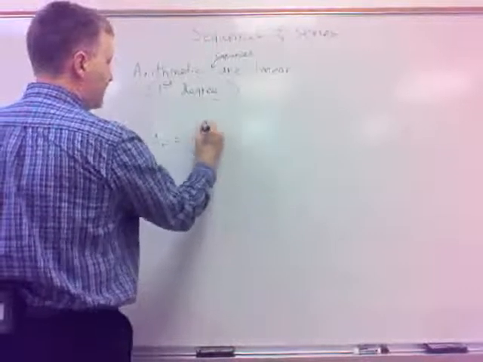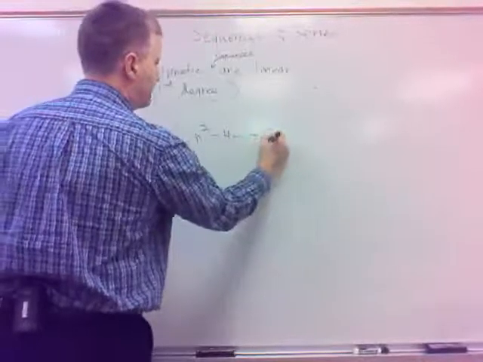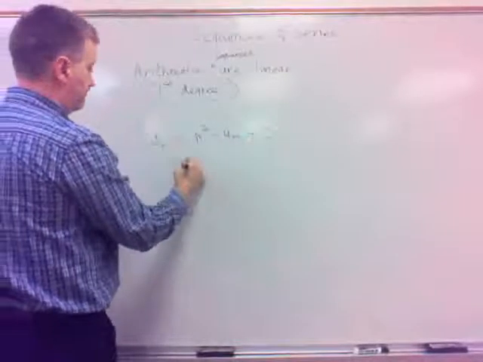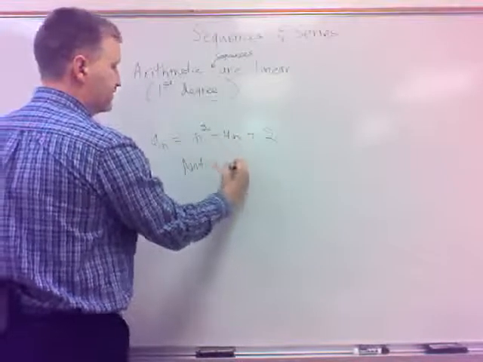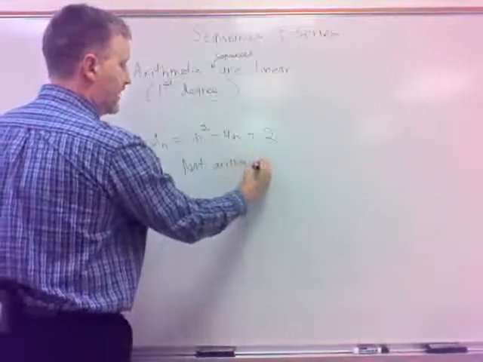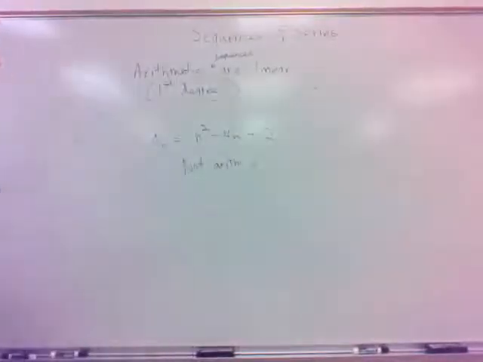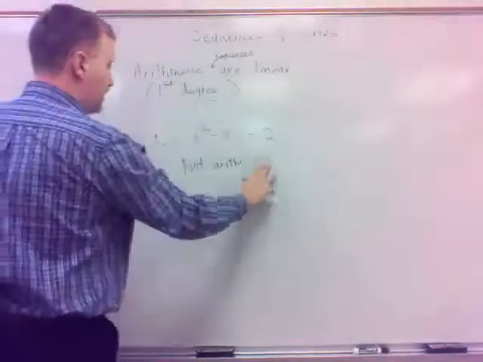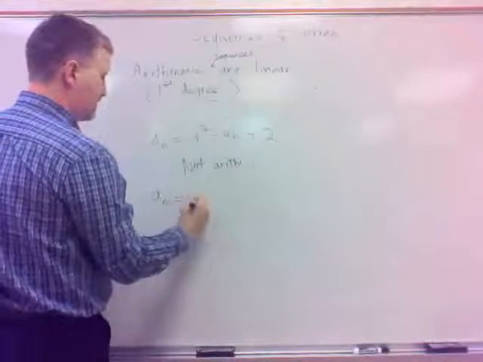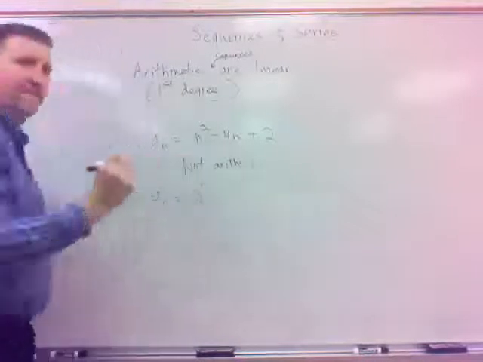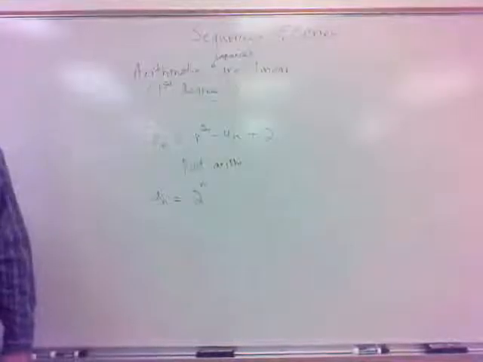A sub n equals, well, if I have n squared minus 4n plus 2, arithmetic? Not arithmetic, is it? Because that's quadratic, second degree, so that one's not going to be arithmetic. Talk about more of this one, but how about that? Is that one going to be arithmetic?